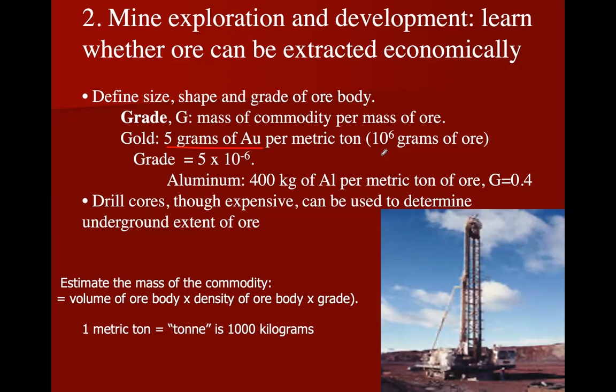For example, if you have an aluminum ore with 400 kilograms of aluminum per metric ton, then the grade will be 0.4. It should be in grams, right? 400 into 10 to the power 3 divided by 10 to the power 6. It's 0.4. So that is the grade. Normally, that is how you define the grade, as the mass of the commodity per mass of ore.